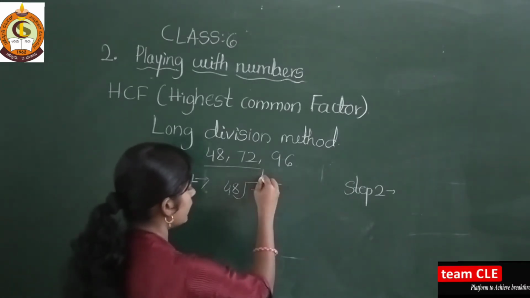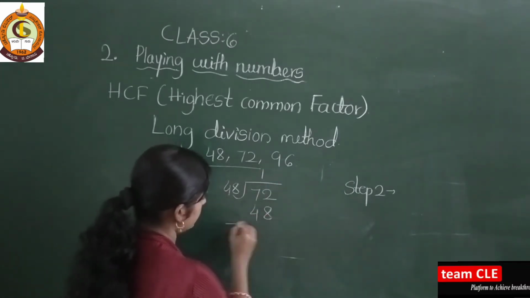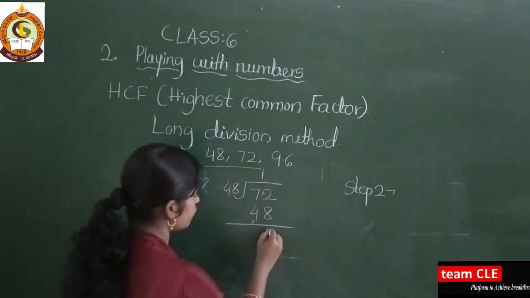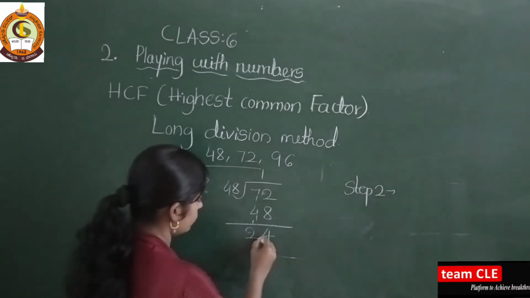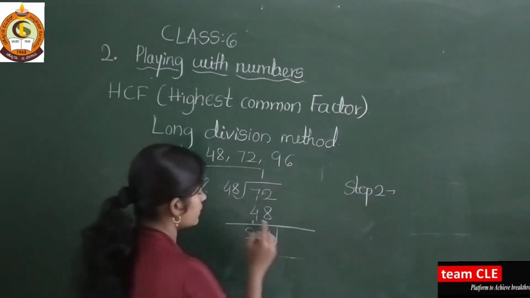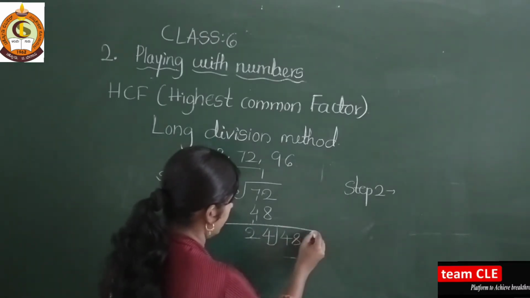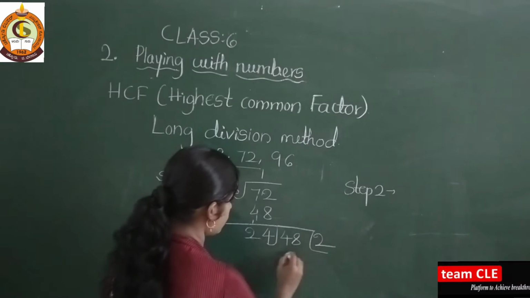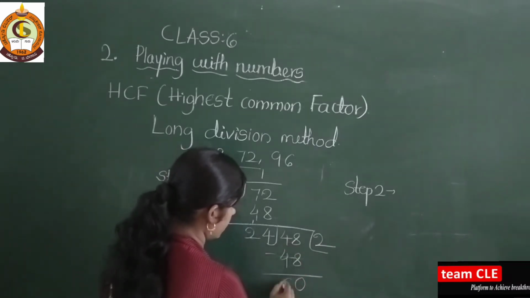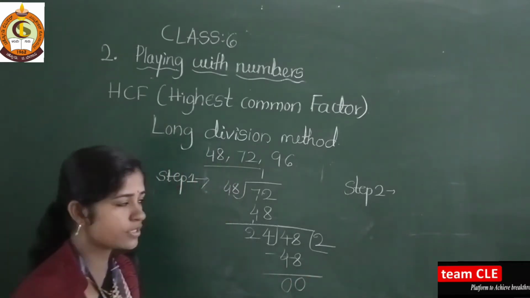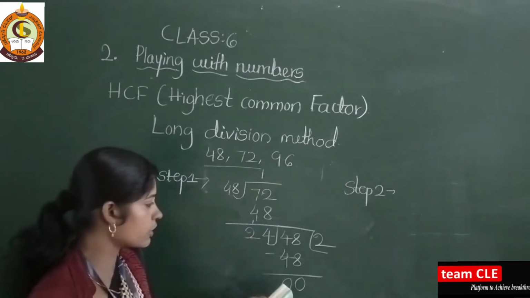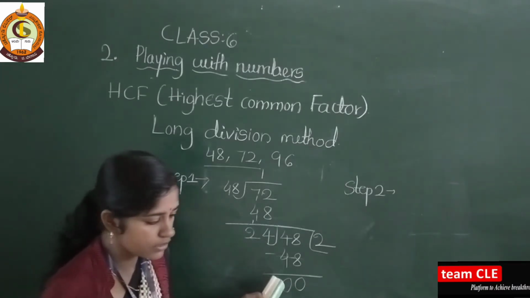Then write 48 ones are 48. Here 2 minus 8 is not possible, take a carry, 12 minus 8 is 4. 7 minus 5 is 2. Here I got the remainder 24. Again you take the divisor 48 and divide by 24: 24 twos are 48. 8 minus 8 is 0, 4 minus 4 is 0. Then tell me, what is the HCF? The HCF is 24, because here I got the remainder 0.